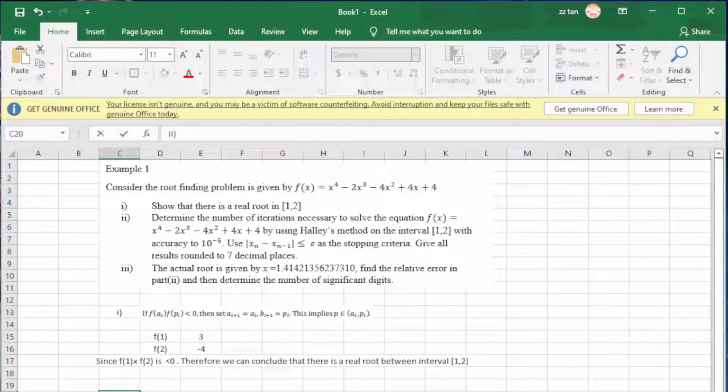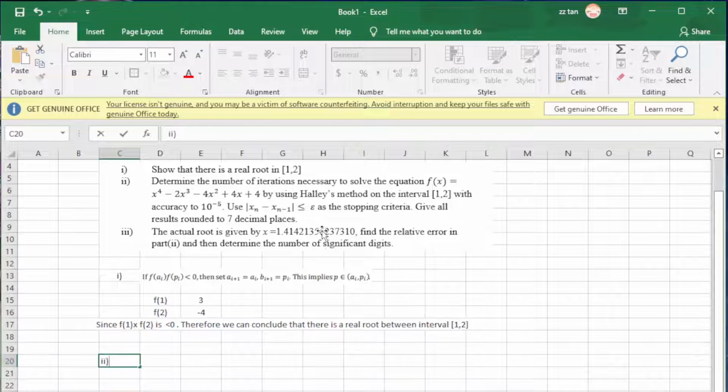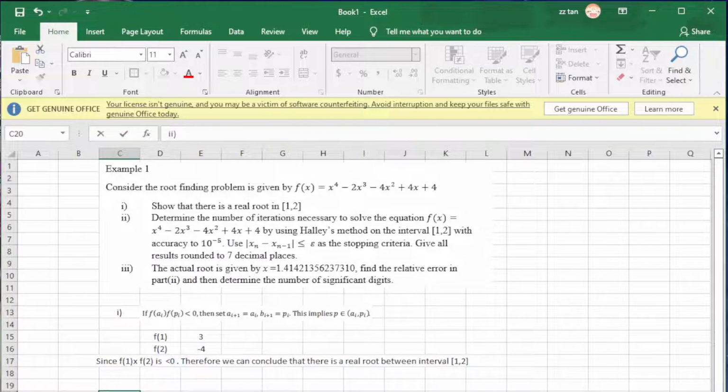The second question wants us to determine the number of iterations that is necessary to solve the root finding problem by using the Halley's method with the accuracy of 10 power of negative 5, and then use this as the stopping criteria, and all results are solved in 7 decimal places.